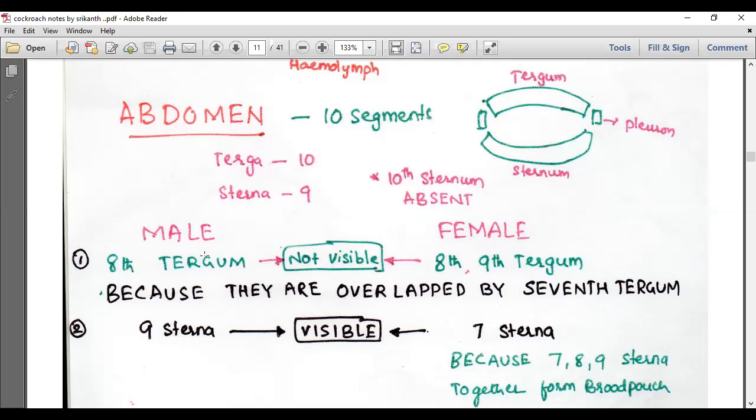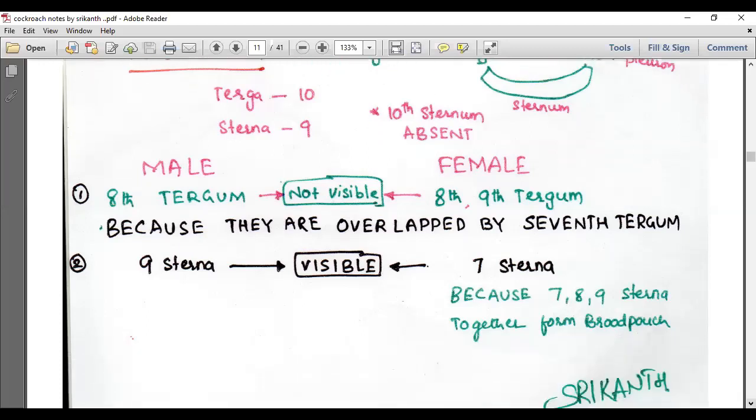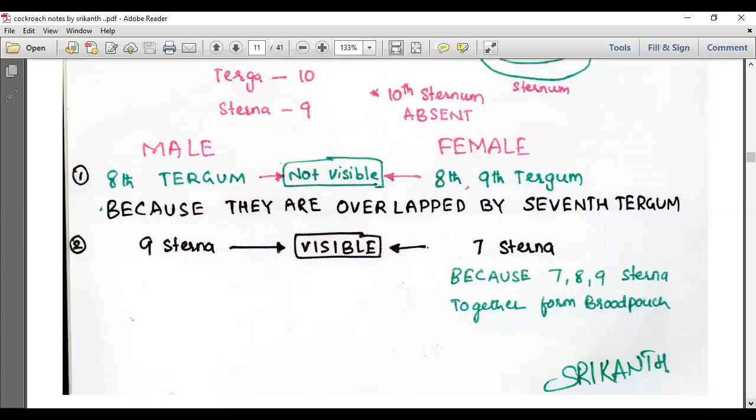Let me say again. The 8th tergum in the male, and the 8th and 9th terga in the female, are not visible because they are overlapped by the 7th tergum. You will see all these in the cockroach images, but let me complete head, thorax, and abdomen. Then afterwards I'll show the original pictures of the cockroach in different angles. There you'll find all these points, and we'll apply them in the original visuals. For that you have to remember all these things, isn't it?